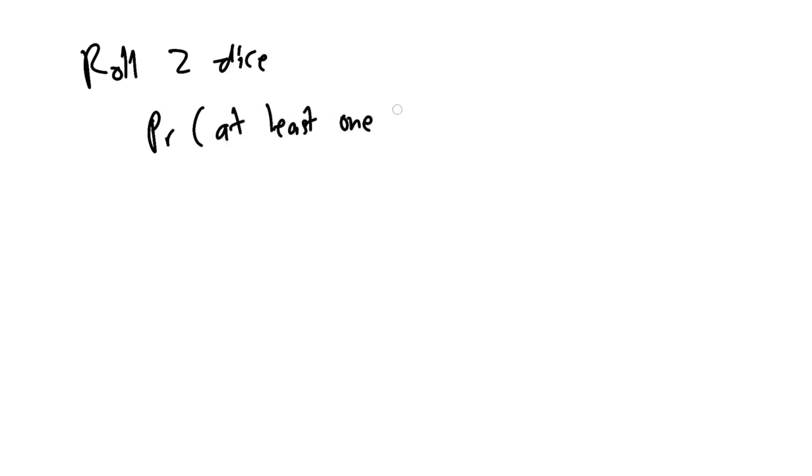Now here's the one that really messes people up. Suppose I roll 2 dice, and I ask, what's the probability that I get at least one 6? Because maybe that's a bet that I've made with my friend, right? Can I roll at least one 6?